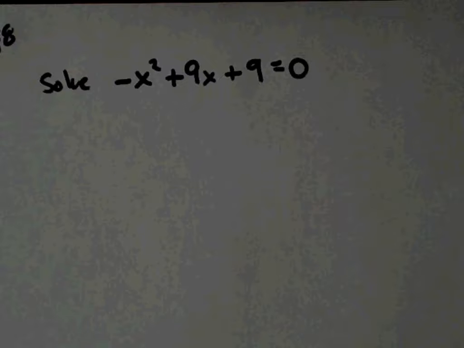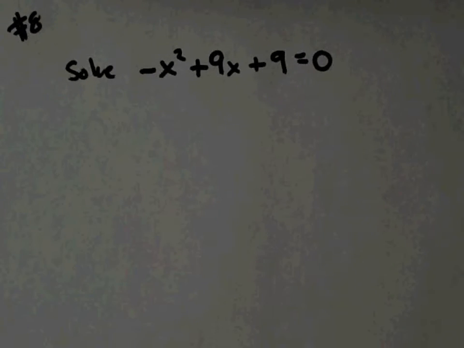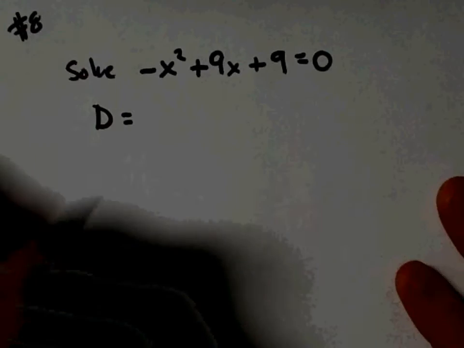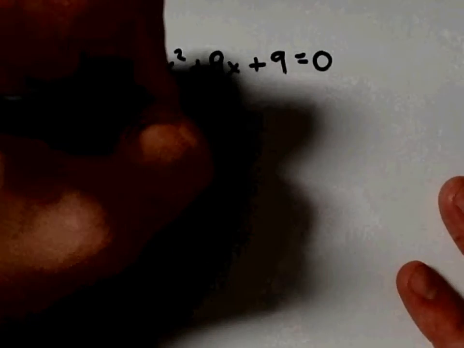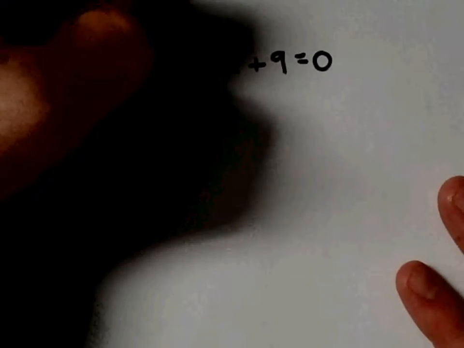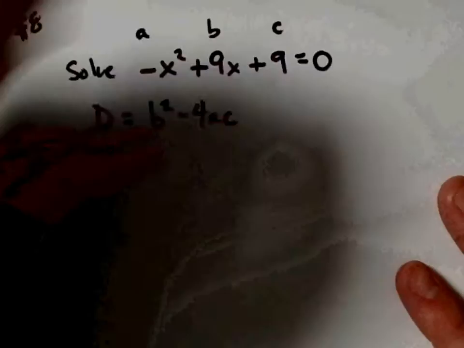All right. So this one says solve, and we got a quadratic. In a quadratic, if we can identify right off that we can factor or not factor, awesome. If not, we have something that we can use called the discriminant, which is b squared minus 4ac. All right, and so we have a, b, and c because that's the standard form for a quadratic.